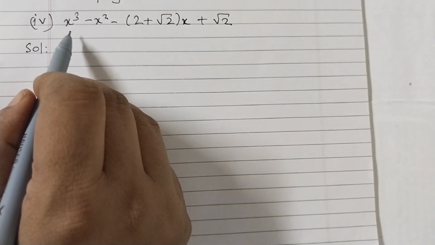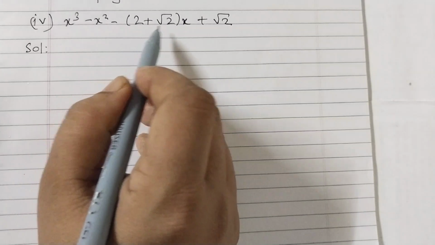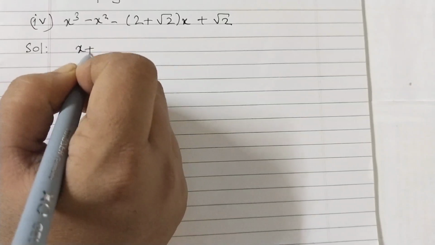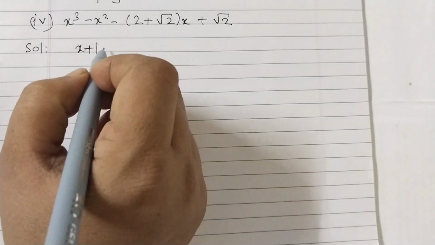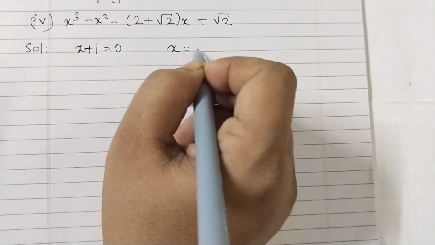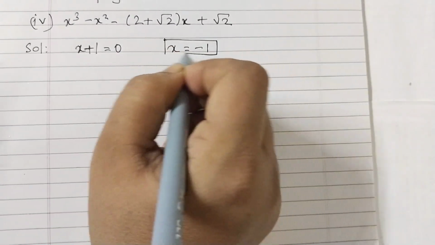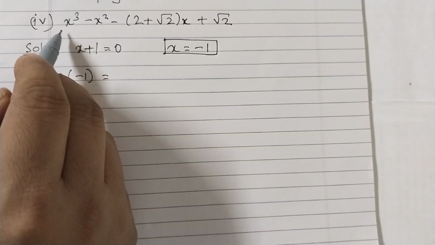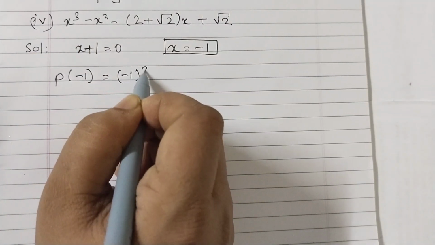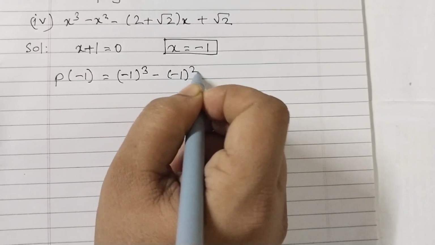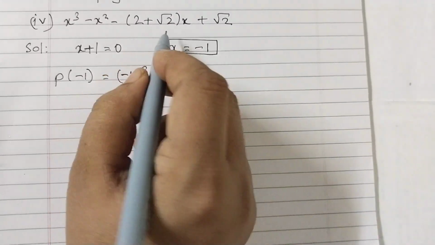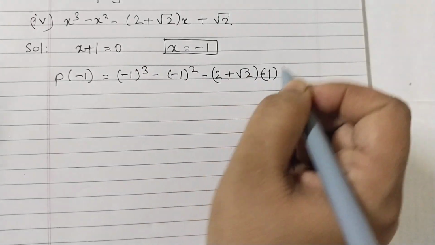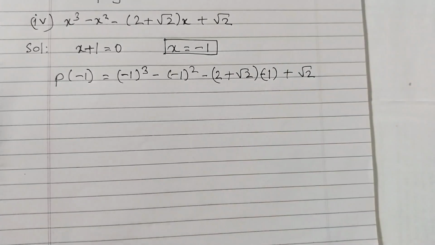The fourth one, x cubed minus x squared minus (2 plus root 2) within brackets into x plus root 2. So same way, we need to check whether x plus 1 is a factor or not. So set it to 0. So x is equal to minus 1. We need to find out P of minus 1. Replace x by minus 1. Minus 1 to the power of 3 minus minus 1 squared minus, here we can write (2 plus root 2) into minus 1 plus root 2. Okay.